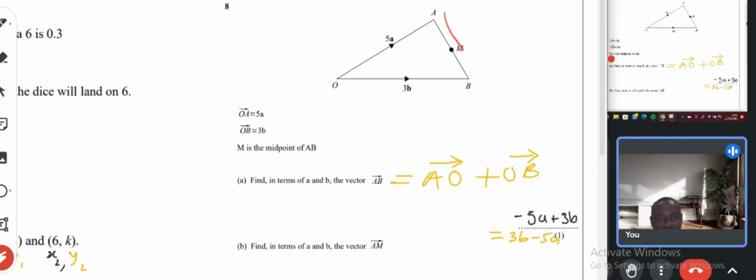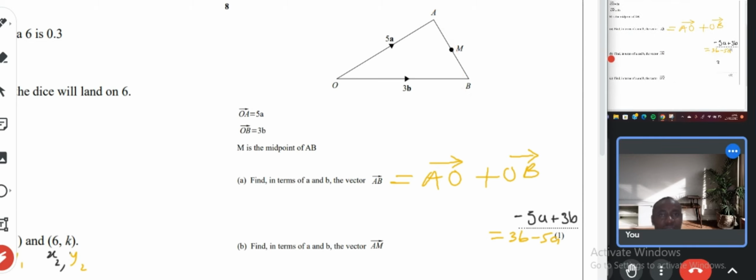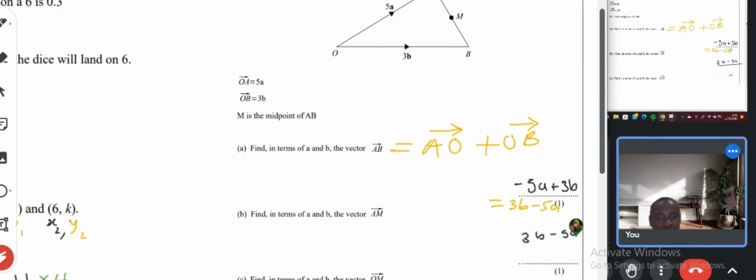So you are now going from A to M. A to M is just half of the movement you made earlier, isn't it? Did you get it? Yes. 3B minus 5A divided by 2. Interesting. So 3B minus 5A divided by 2. Because the whole of A to B is 3B minus 5A. So the other one will just be half of it, divided by 2.